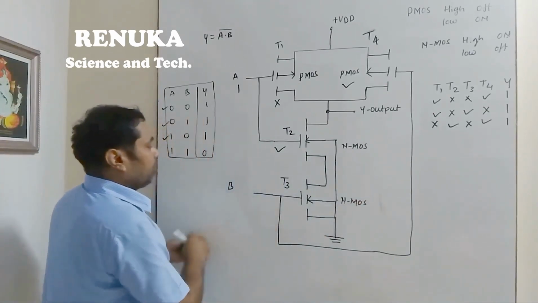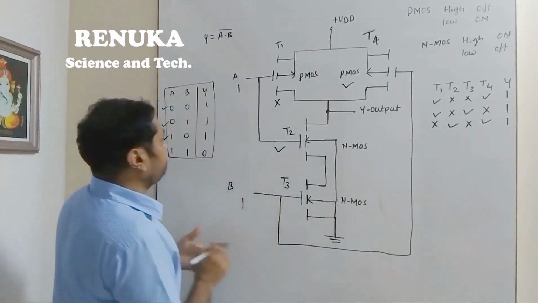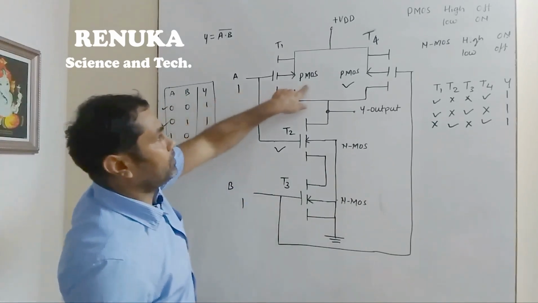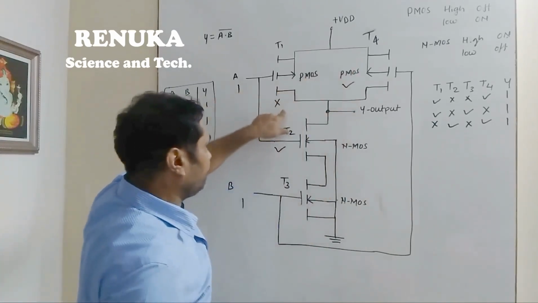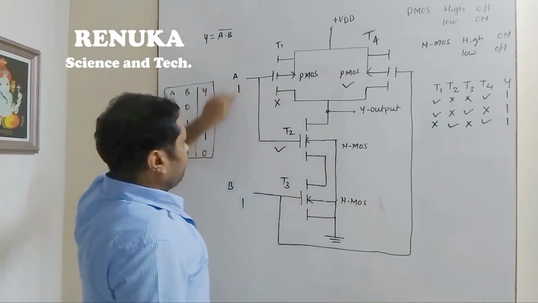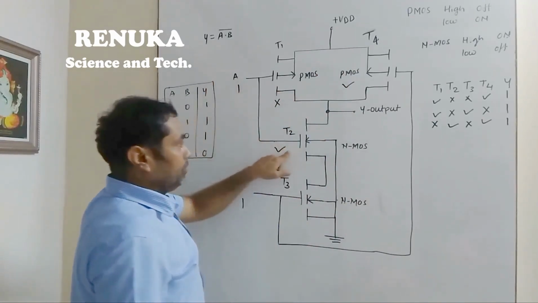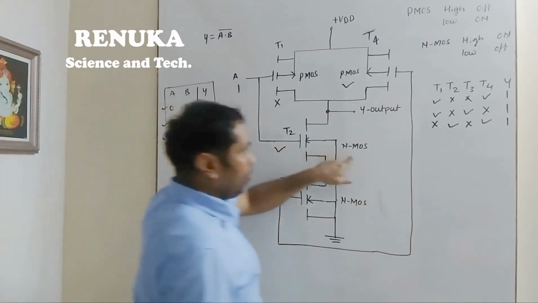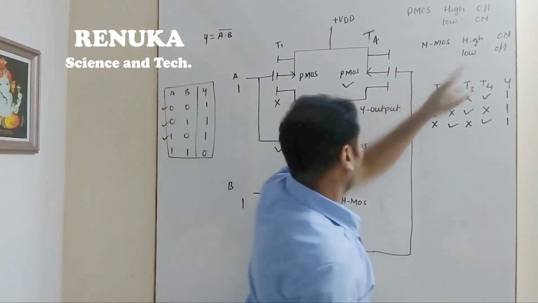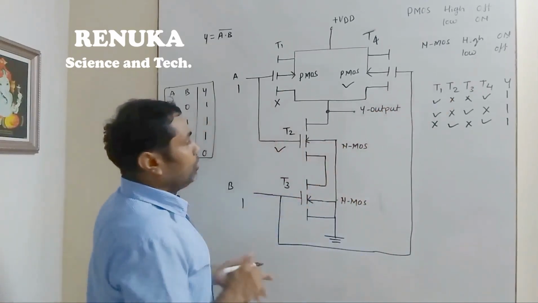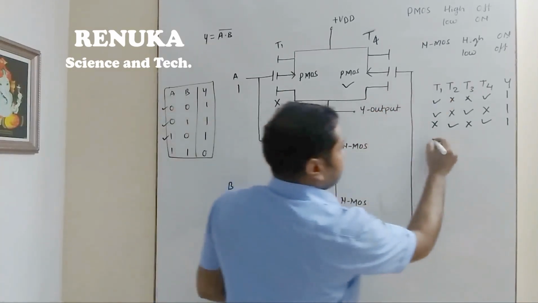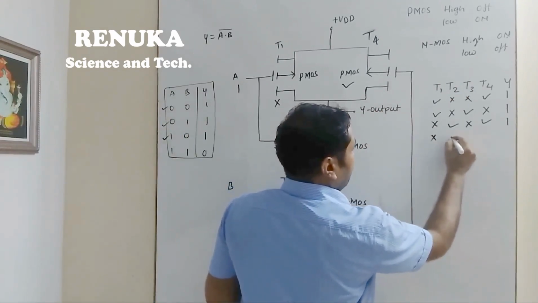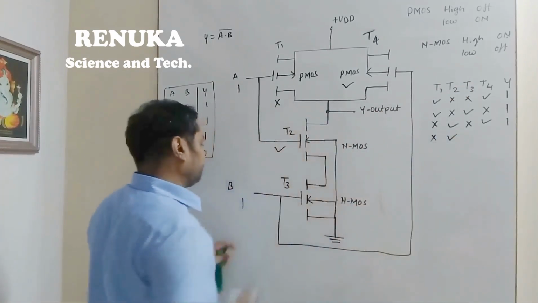Both the inputs are connected to logic 1. Logic 1 to PMOS, it will be off from the definition. Logic 1 connected to T2, and T2 is NMOS. Logic 1 is connected, so it will be on. So for T1 and T2, the condition will be like this: T1 is off and T2 will be on.